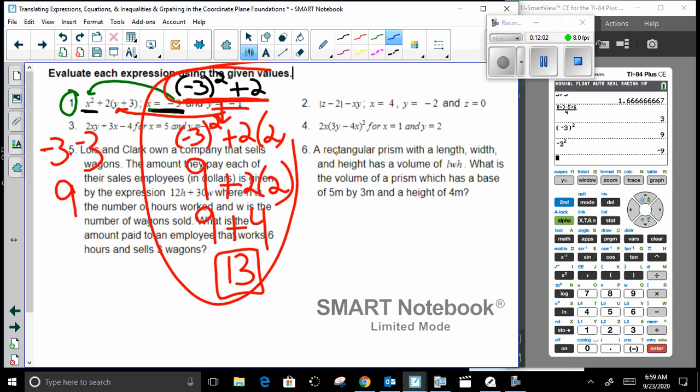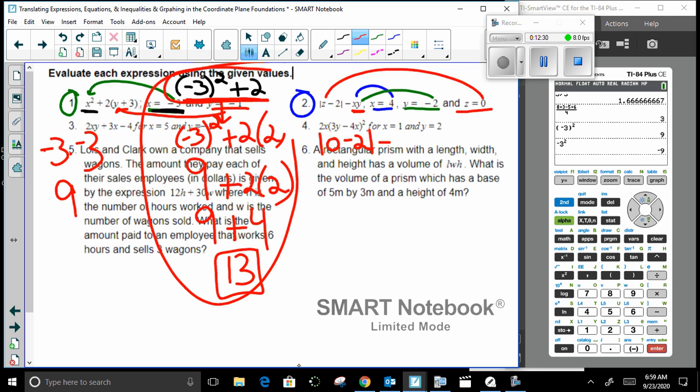So number 2, those bars, I just refreshed your memory. Absolute value of z minus 2 minus x times y. So I got an x, plug it in where I see x. I got a y, plug it in where I see y. I got a z, plug it in where I see z. So I'm going to rewrite the whole thing. Absolute value of z minus 2 minus xy.